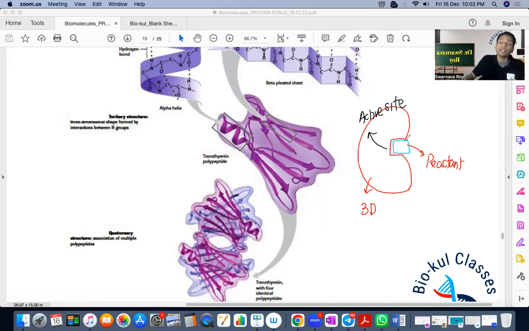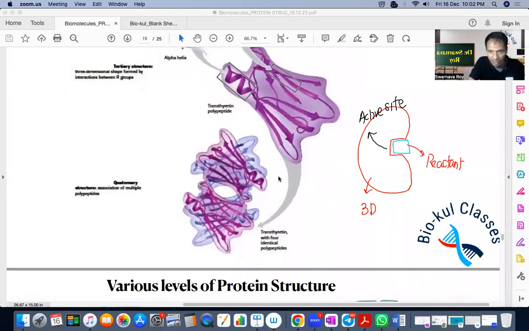Now sometimes we have these complex proteins, huge proteins, multi-protein complexes. One example is hemoglobin. Different tertiary structures come together and form a quaternary structure. This doesn't happen in every protein; some proteins are multi-complex proteins. So here, if you look at this diagram, this tertiary structure and another tertiary structure are coming together and forming the quaternary structure.